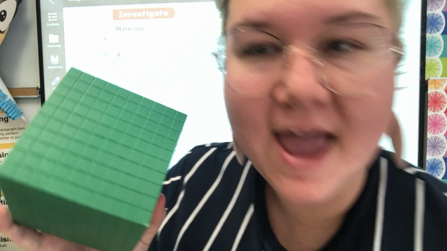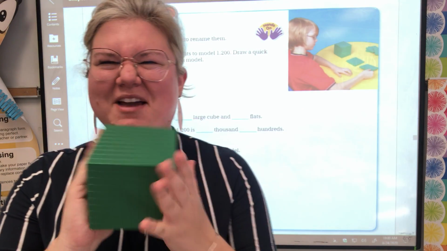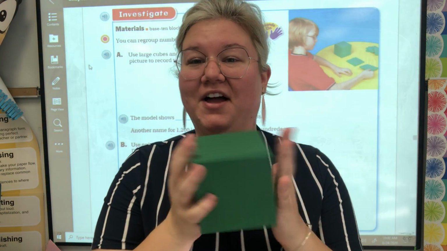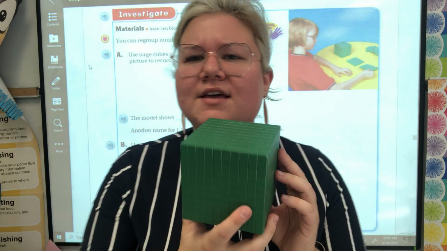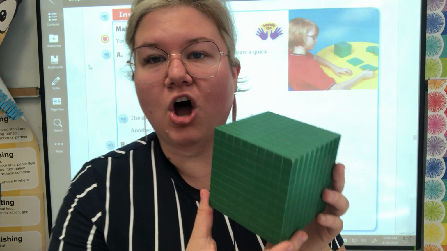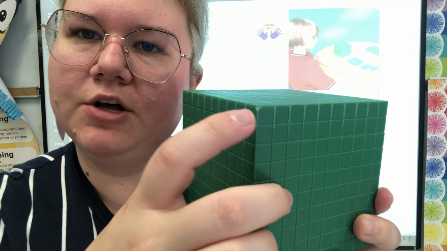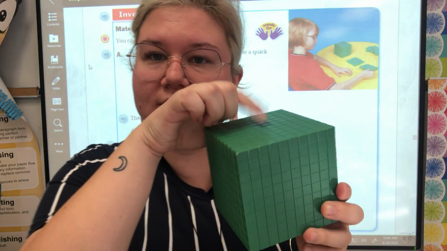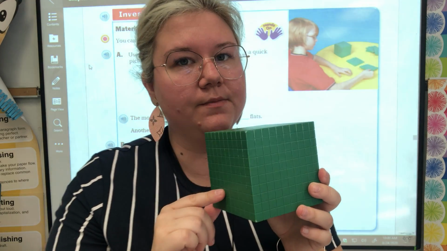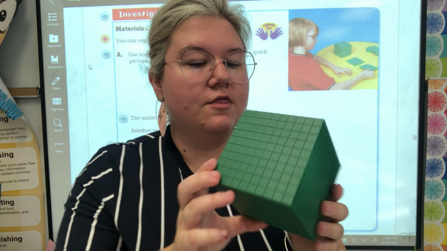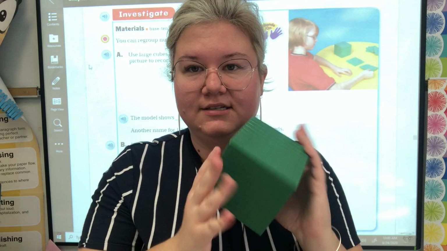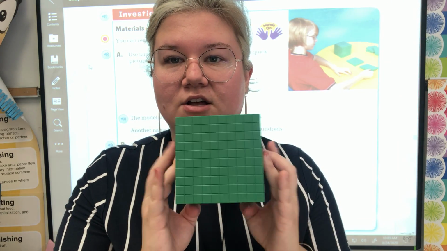So, first of all, I have one of these. This one's my favorite. I think this is just fun. This is what we call a large cube. How many small cubes are in this large cube? Do you remember? There are 1,000 small cubes in this large cube.